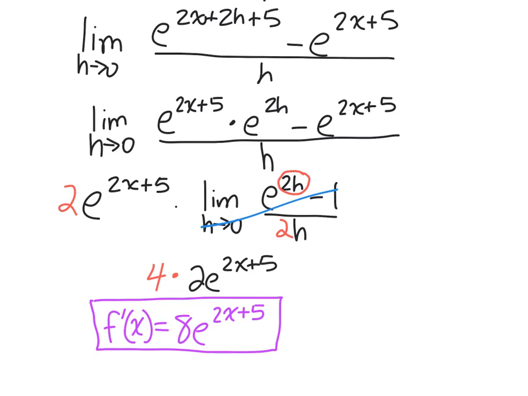Multiply that result by 4, and you have it. How'd you get e to the 2h minus 1? Where did it go? Where'd that come from? When you factor out the e to the 2x plus 5, that gives you e to the 2h here. When you divide this by e to the 2x plus 5, divide anything by itself, it becomes a 1. And so the h just stayed there.